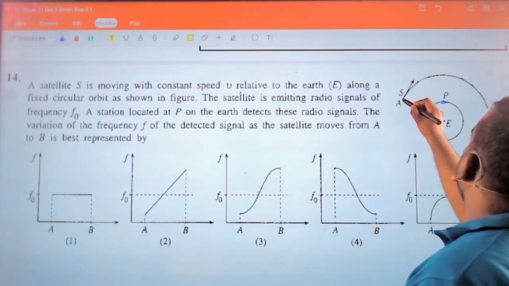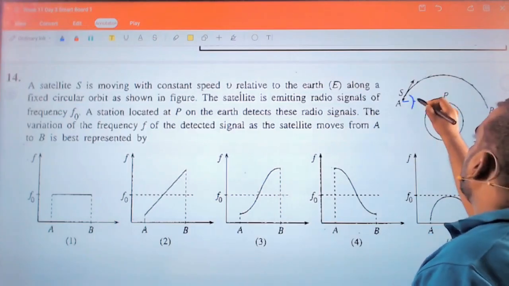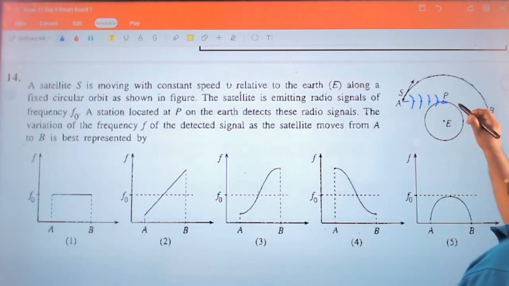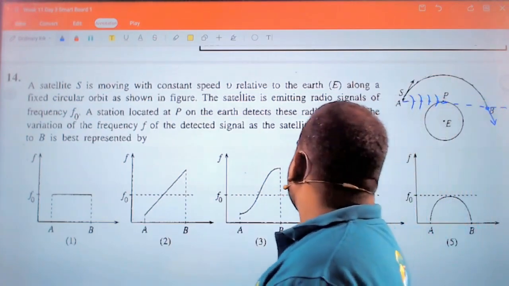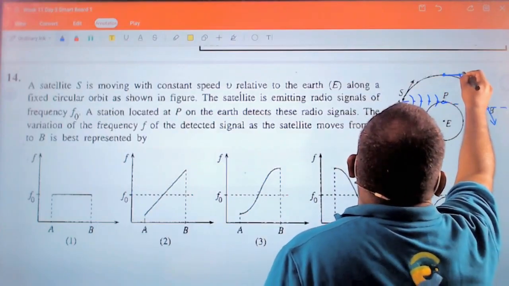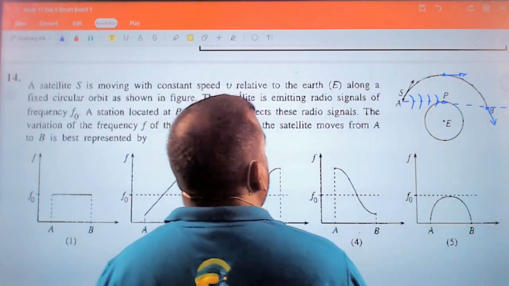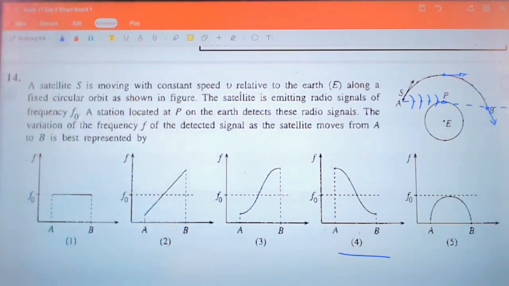Right. That's towards. The source is coming towards, which means the frequency is large. Here the source is going away, so the frequency is less. Somewhere in between, the source frequency and actual frequency are the same. The correct answer is answer number 4.